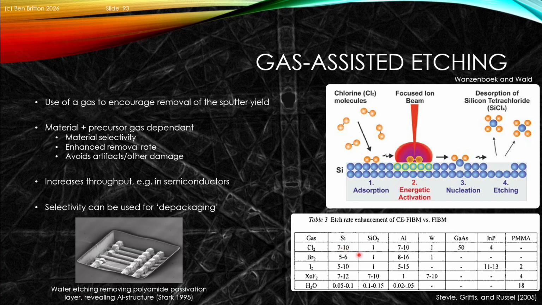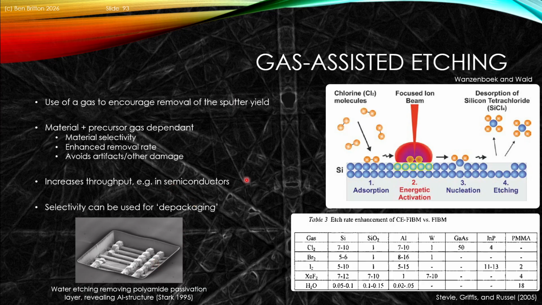Now importantly, this enhancement of the etch rates will depend on the material system and whether it's sensitive. So there's a little bit of calibration that's required, but there are some specific examples. And why this can be really nice is that you can actually use this to selectively depackage. So in this example, you can use water etching to preferentially remove polyimide passivation layers and effectively leave aluminum structures present. So you can see how the aluminum wires are here.